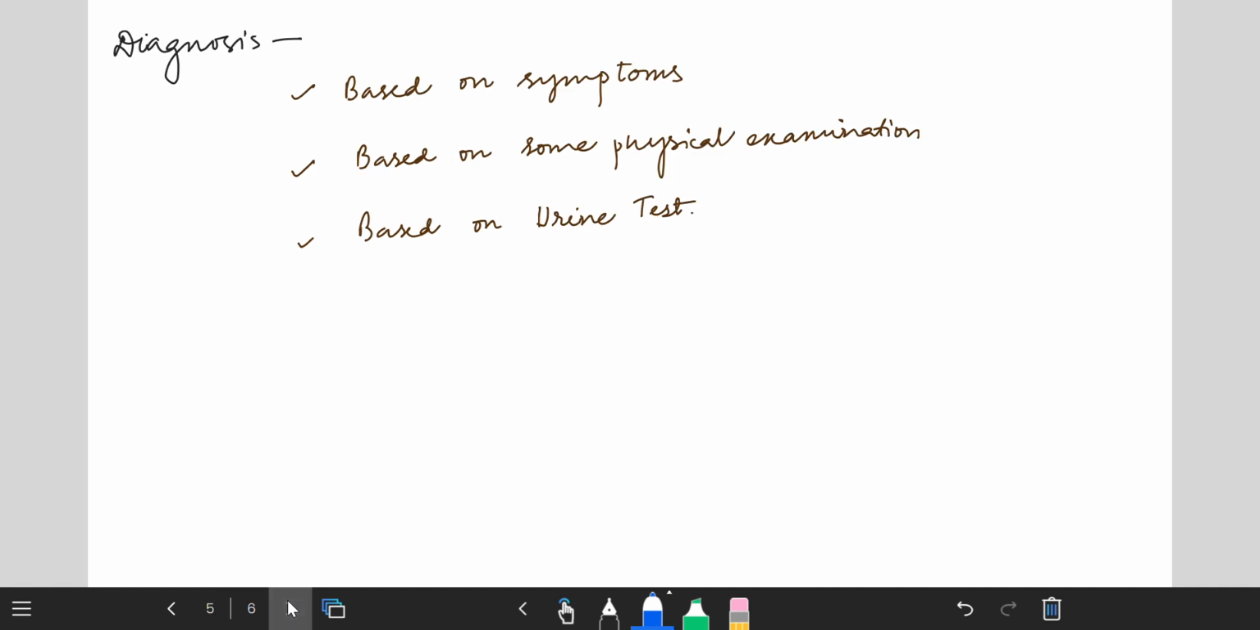Now, what is the diagnosis procedure? So, first the diagnosis will be based on your symptoms, what kind of symptoms the patient is showing. The second is based on some physical examinations. Okay, and the third one is a urine test. Your urine culture is sent to the lab and they will test your urine sample under the microscope and see if there is any presence of bacteria or fungi or any kind of germs. So these three are the main diagnosis procedures.